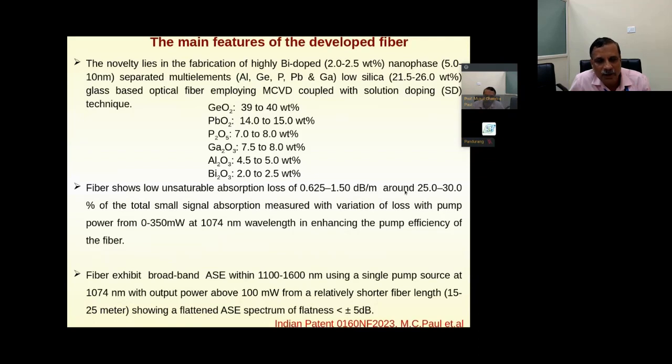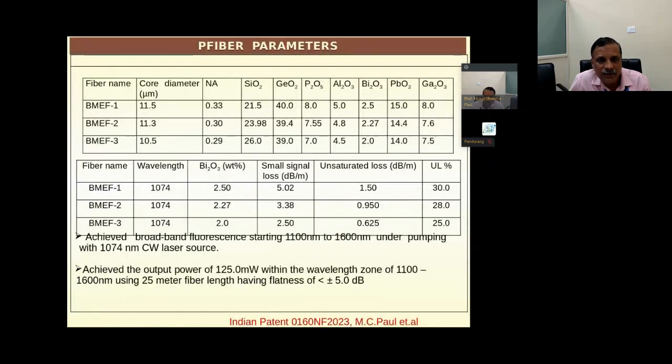And we have measured also the ASE power. It is more than 100 milliwatt, having flatness less than plus minus 5 dB. And this is a different kind of fiber, and this is the different content. And here you see the silica content 21.5 to 26.